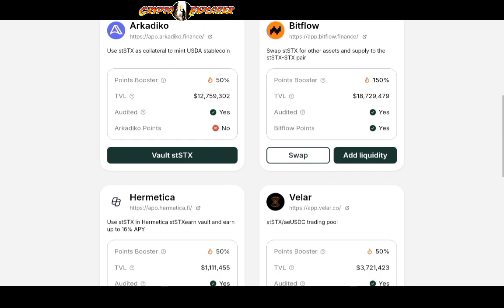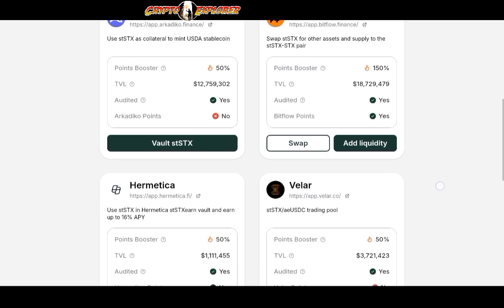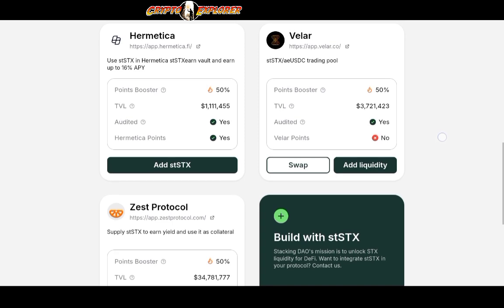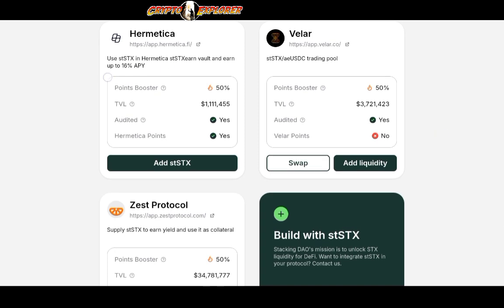You can use it also with BitFlow, like we just mentioned. This is where you also can go to get instant access to your liquid staked liquidity. And in here, you can, for example, supply liquidity to an stSTX paired with the original STX tokens. So that's one of the pairs that you can use it for providing liquidity, of course. Hermetica, for example, has some vaults that allow you to earn up to 16% APY. Velar also has a trading pool.